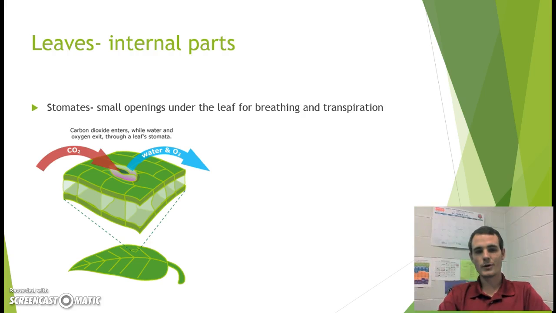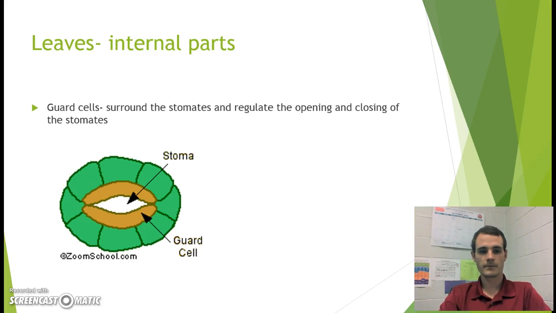Stomates are small openings under the leaf for breathing and transpiration. We'll talk about transpiration, that process, a little later. But they allow carbon dioxide in and water and oxygen out of the leaf. Guard cells are the cells that regulate or allow the opening and closing of the stomates.